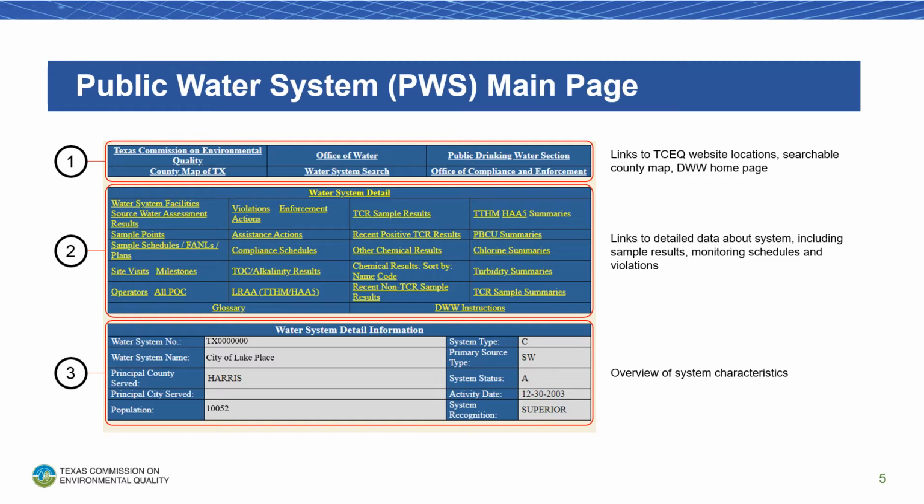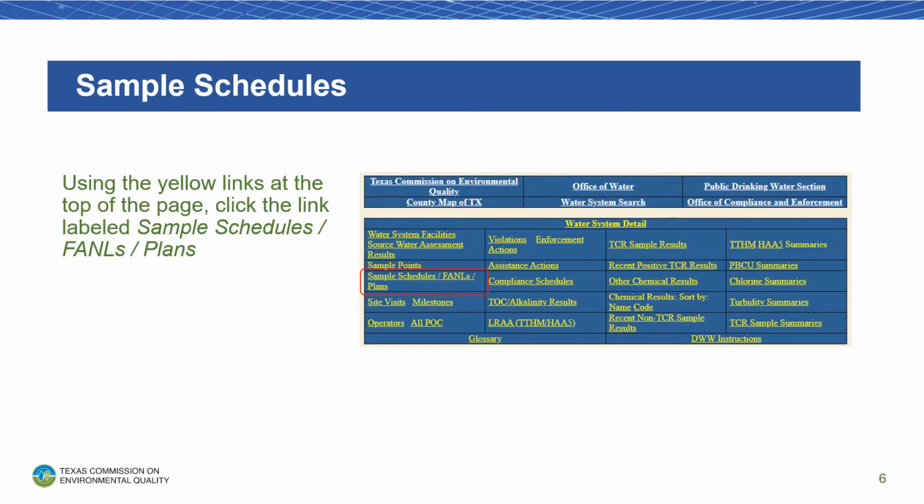Section 3 of the PWS main page provides an overview of information about the PWS you have selected. Each of the abbreviations is explained in detail in the glossary found in Section 2. To find this information, click the glossary link and then click the link titled Water System Details. On the next few pages, we will cover how to find and understand lead and copper and WQP sample schedules.